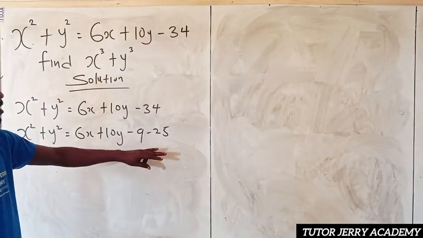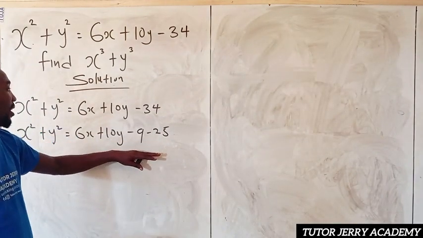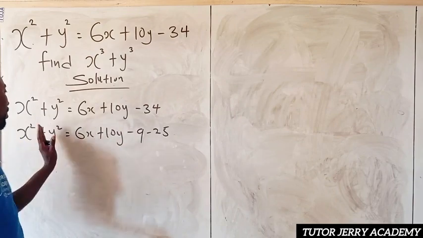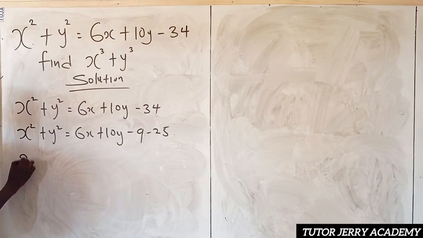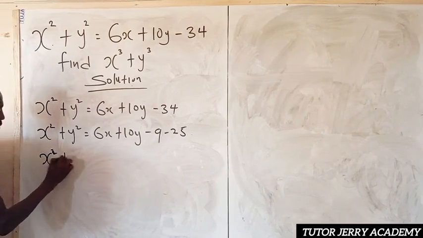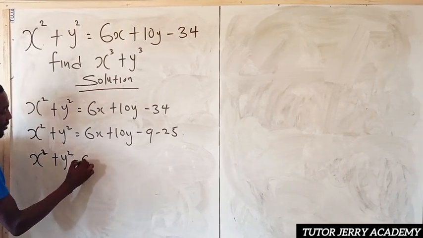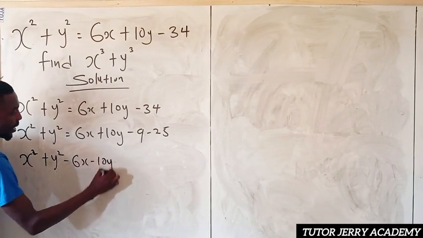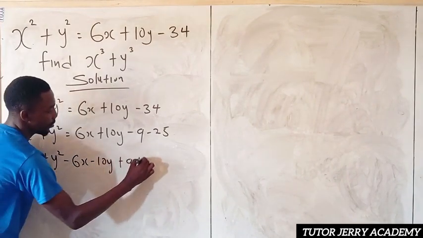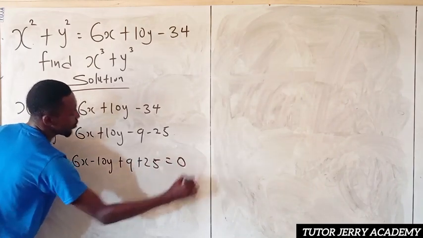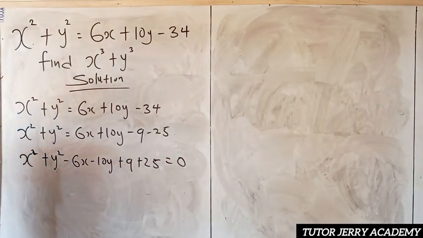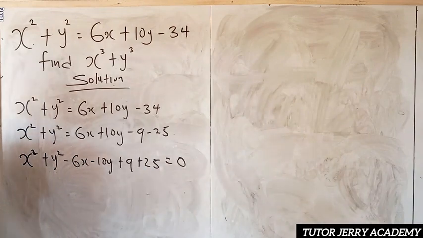All right. So now let's move everything that we have on this side to the other side. So we are going to have x squared plus y squared minus 6x minus 10y plus 9 plus 25, everything equal to 0. All right.